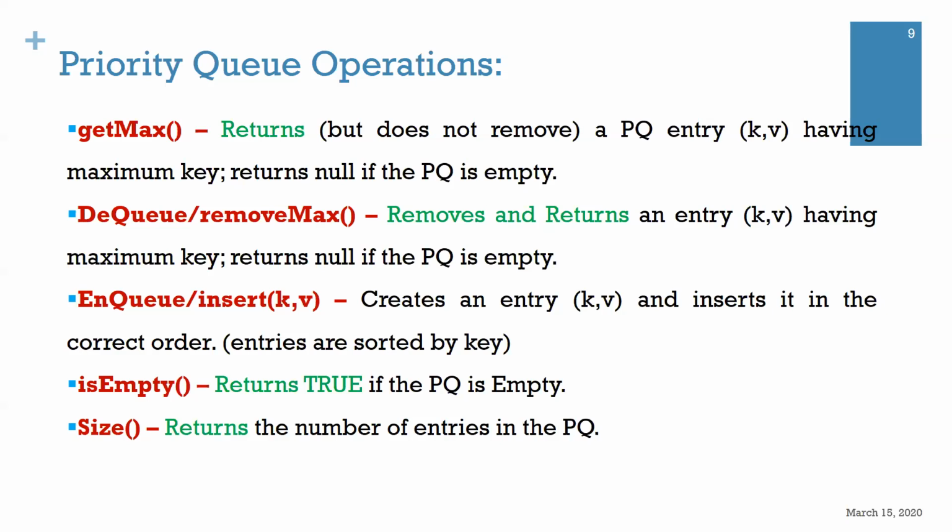To enqueue or insert, create an entry and insert it in the correct order, right? Entries are sorted by key. If it's sorted, traverse to insert at the appropriate place to keep the correct order. isEmpty returns true if the priority queue is empty, and false if it's not empty. Size returns the number of entries in the priority queue.